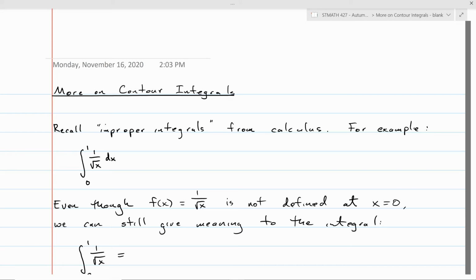Hello, complex students. So we have a little bit more to talk about with contour integrals, establishing a few theorems and sort of boundary cases. So we'll start with the boundary case.